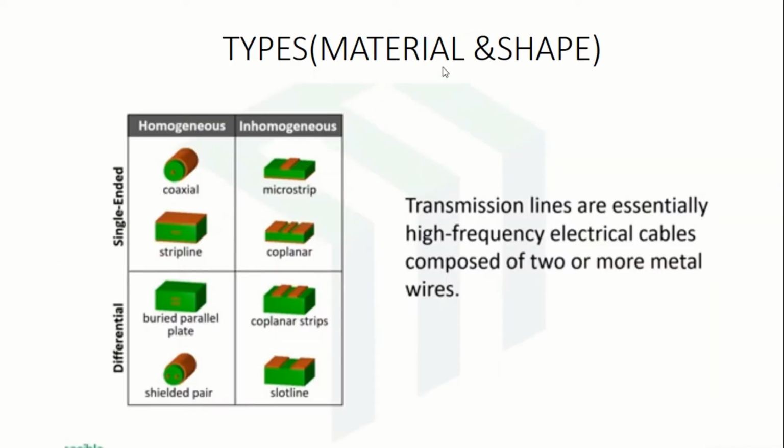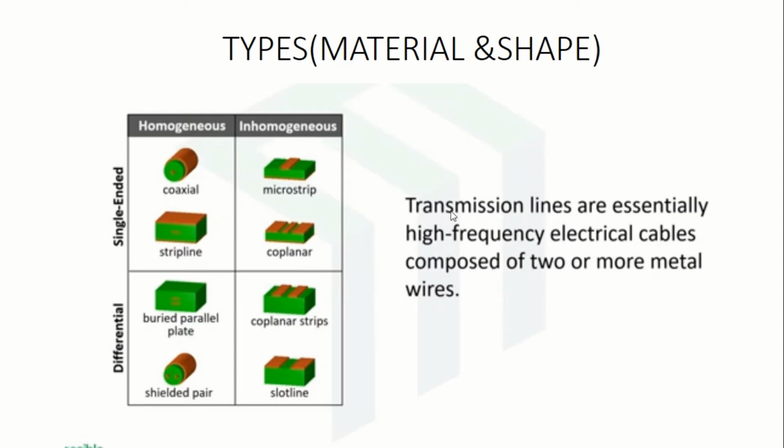Based on material and shape, this is what is very important for us. It can be either acting in homogeneous medium or inhomogeneous medium. Whether it is single-ended or differential-ended, it can be coaxial or strip line, whereas in inhomogeneous it is microstrip line, coplanar. Same way it is parallel plate in terms of differential, shielded pair. Everything is a transmission line only, but depending on the shape and material it is classified into different types.